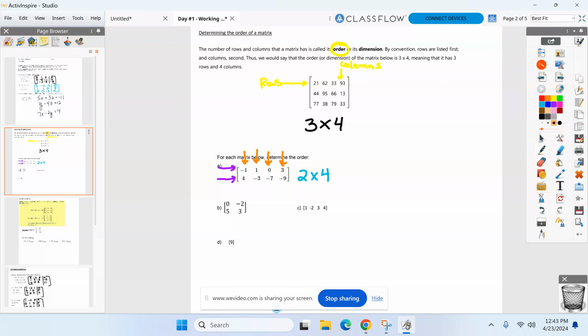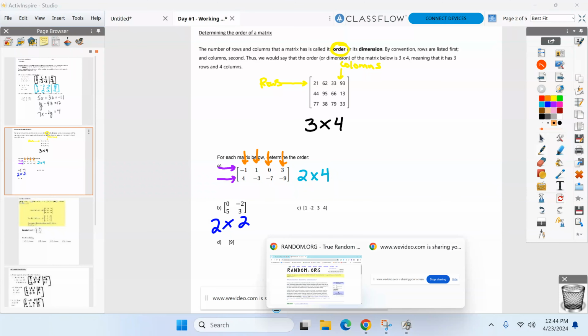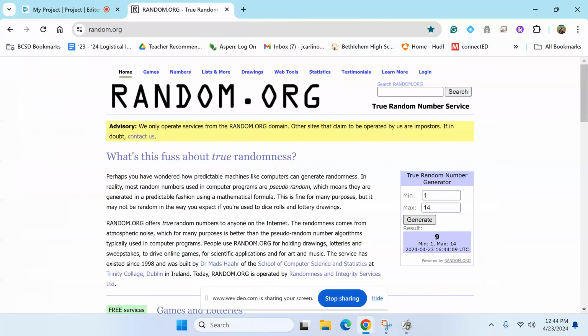Okay. All right, so if you go to part B right now, how many rows do I have? Two. And how many columns do I have? Two. So that's a 2x2. Okay. C. What's that one? Rows by columns here.